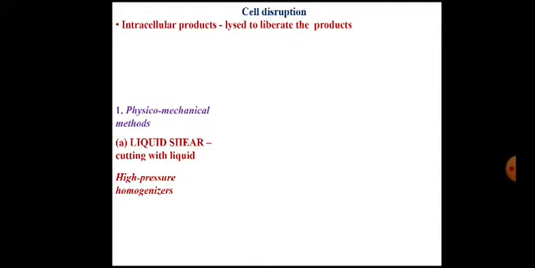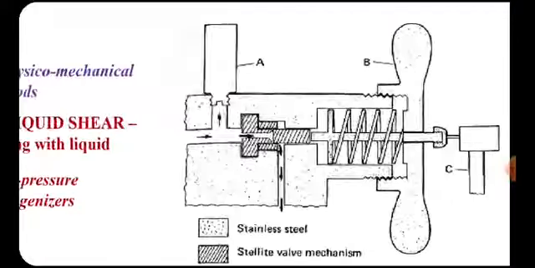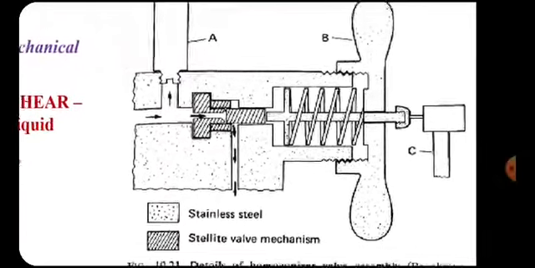As the name indicates, these homogenizers work under pressure. So there is application of pressure and homogenization, and that is responsible. This is homogenization of liquids which contain microbial cells. Whatever force is generated in the homogenizer, that is liquid shear, will be responsible for the lysis of cells. This is a typical diagram of this high pressure homogenizer.